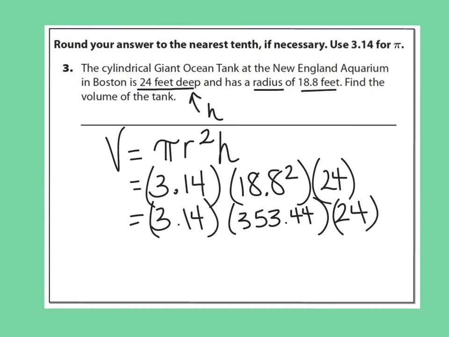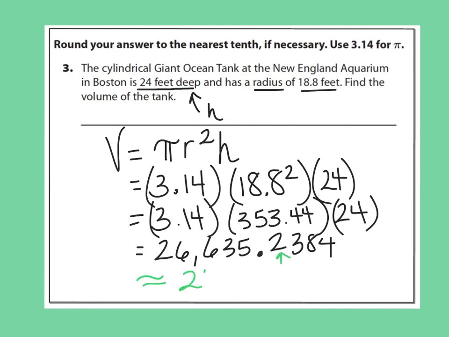When I multiply this out, I get 26,635 and 2384. So I'm going all the way out to the 10,000ths place, which I do not need to do. So I'm going to go ahead and round to the nearest tenth, this digit here. So my answer would be 26,635 and 2/10 feet cubed.